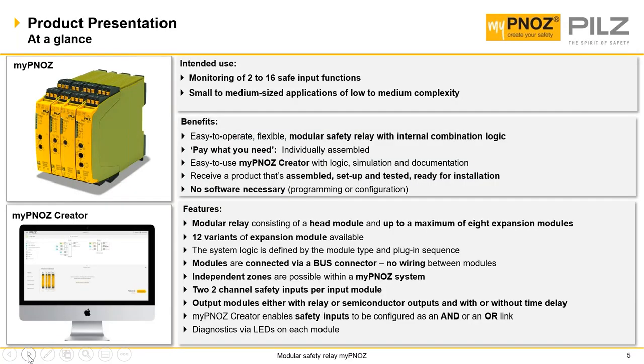So the intended use is for monitoring between 2 and 16 safe input functions, such as emergency stop, safety gates, light curtains, Type 3A and 3C two-handed controllers, and enabling switches, for example. It's ideal for small to medium-sized applications of small to medium complexity, and I have some examples to show you a bit later on.